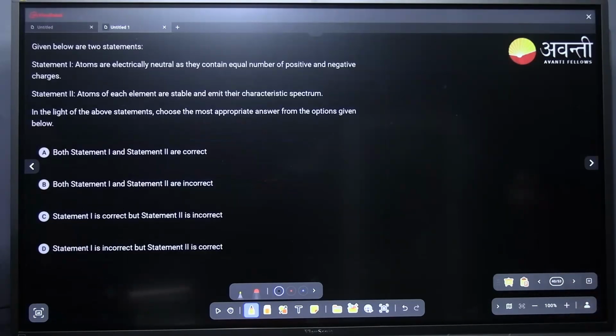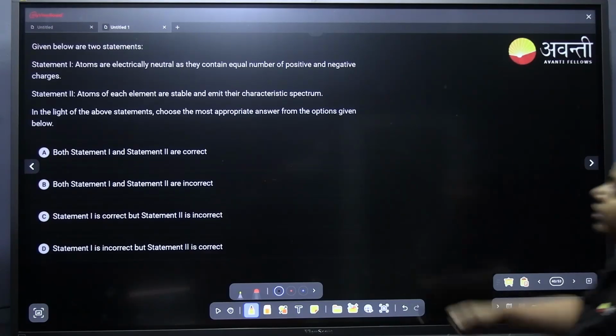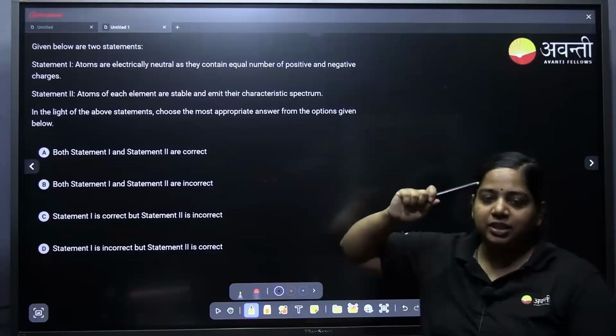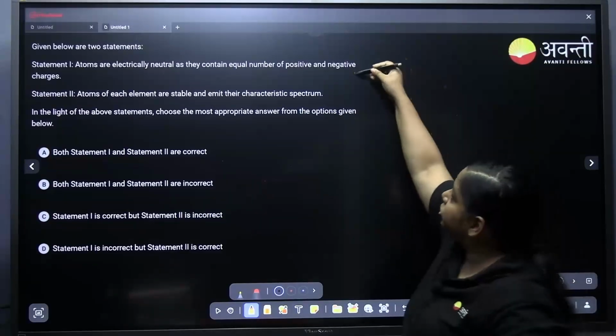Sorry. Given below are two statements. Statement 1. Atoms are electrically neutral as they contain equal number of positive and negative charges. So, equal number of positive negative charges are there in one atom. So, it is neutral. That is true.